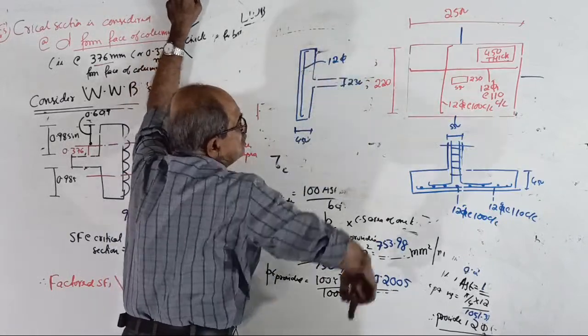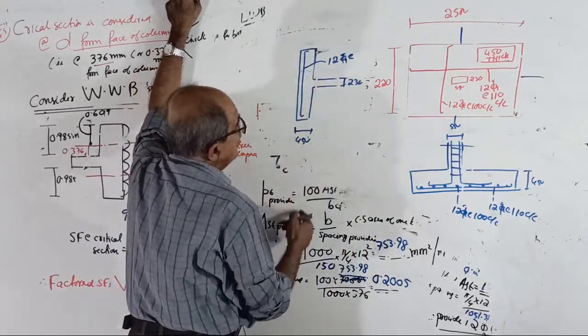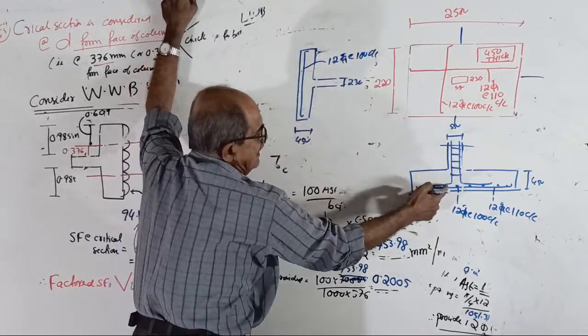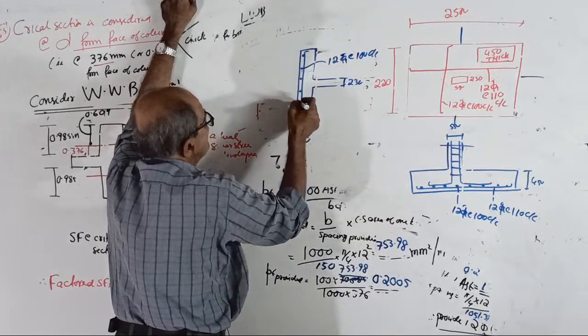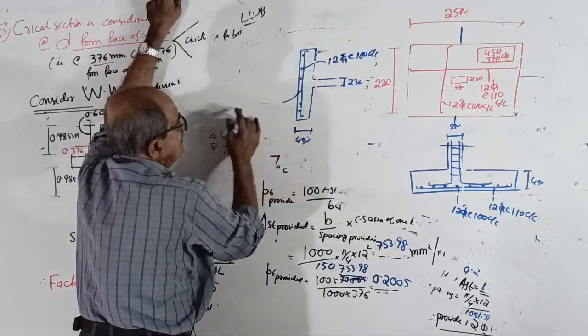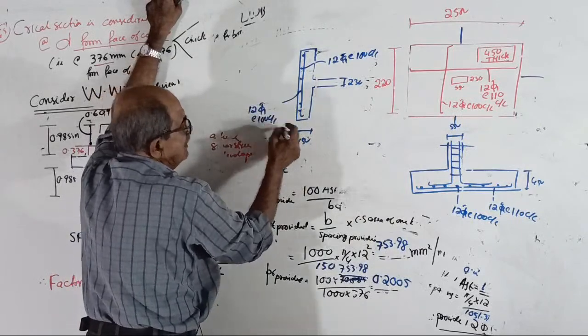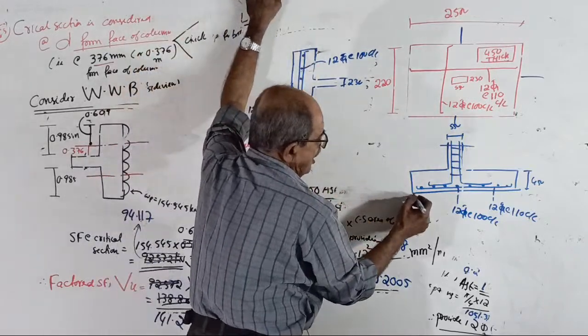This is the widthwise steel. 12 tor at what spacing? 12 tor at 100 spacing. And lengthwise bar, see there, it is below the steel. So you can see like this, dot. This is 12 tor at 100 center to center. Below this one you have to show bed concrete all. PCC all you have to show.